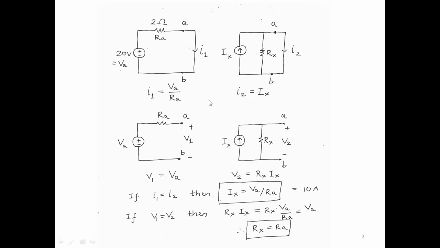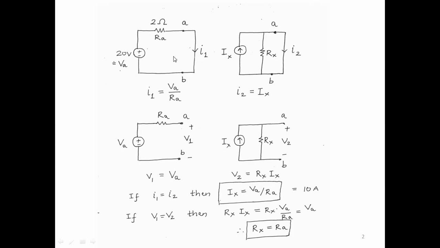Now let's look at all these four circuits one by one. In this circuit, the current I1 is of course VA by RA. In this circuit, the current I2 is Ix because no current will flow through Rx, because Rx is shorted to itself. So the entire current Ix flows through the short circuit, and so I2 is Ix. In this circuit, this is an open circuit, so the voltage V1 is VA because no voltage falls across RA, so we get V1 equal to VA. Here we open circuit at AB, and the voltage V2 is Ix times Rx, right? So we get V2 equal to Rx times Ix.